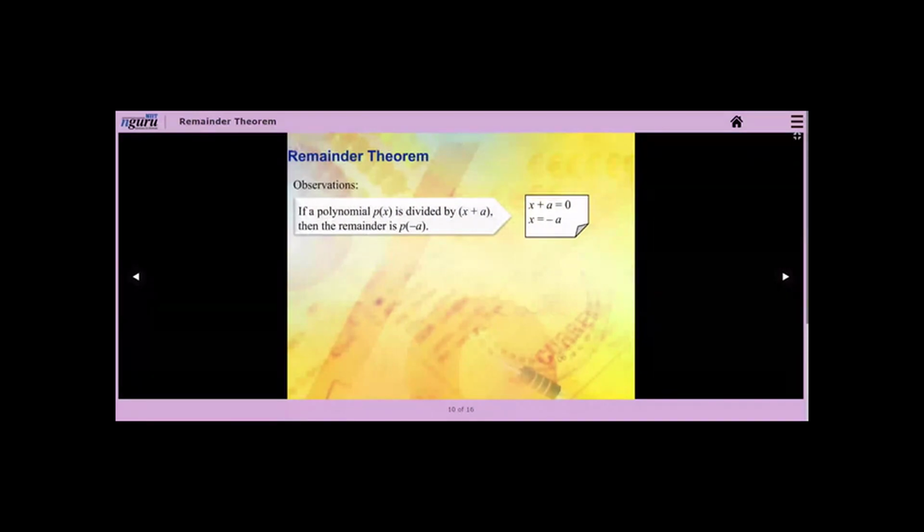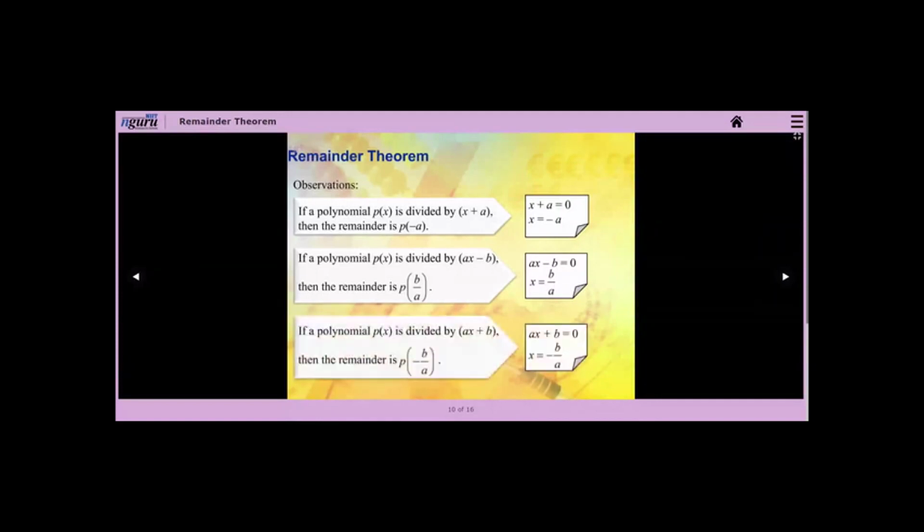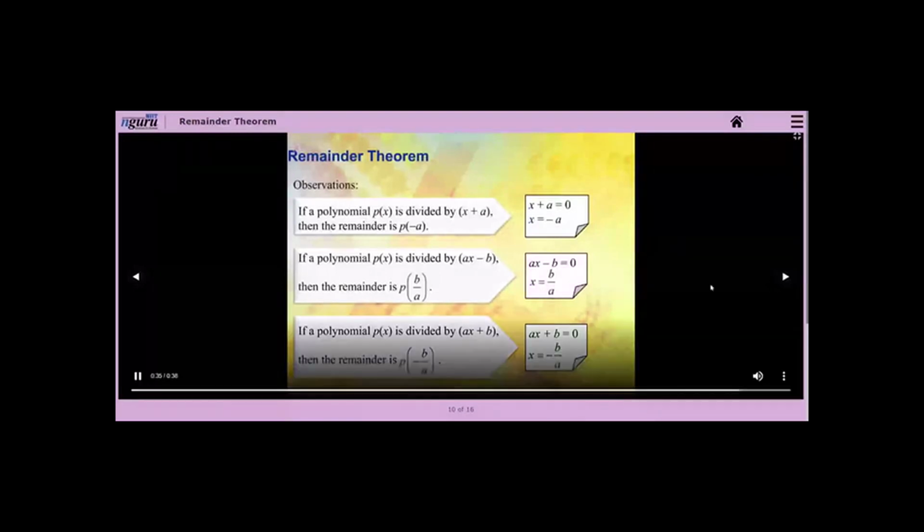From the remainder theorem, we can list the following observations. If a polynomial P of x is divided by x plus a, then the remainder is P of minus a. If a polynomial P of x is divided by ax minus b, then the remainder is P of b upon a. If a polynomial P of x is divided by ax plus b, then the remainder is P of minus b upon a.